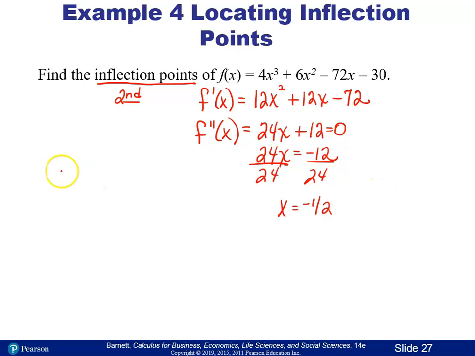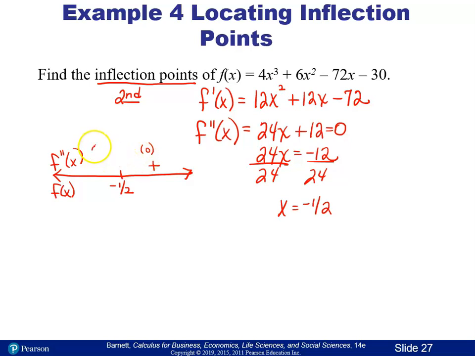So that is my critical number to put on my sign chart, negative 1/2. So I want to look at my second derivative to see if I can find out if this is in fact an inflection point. Whatever's here, that's where I want to plug it in. If I pick a test point of 0, because 0 is more than negative 1/2, and put 0 into the second derivative, I'm going to get a positive. That would be 0 plus 12, which is 12, positive.